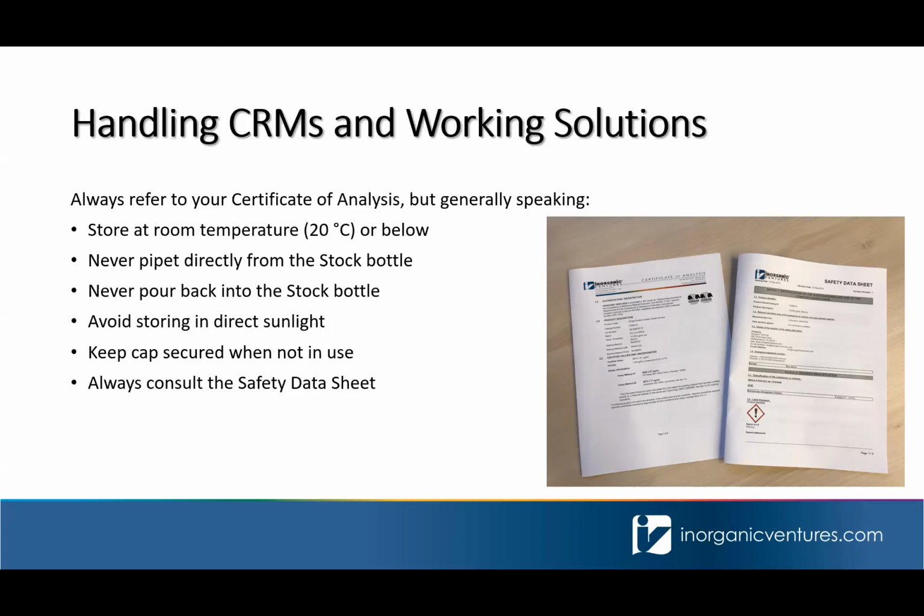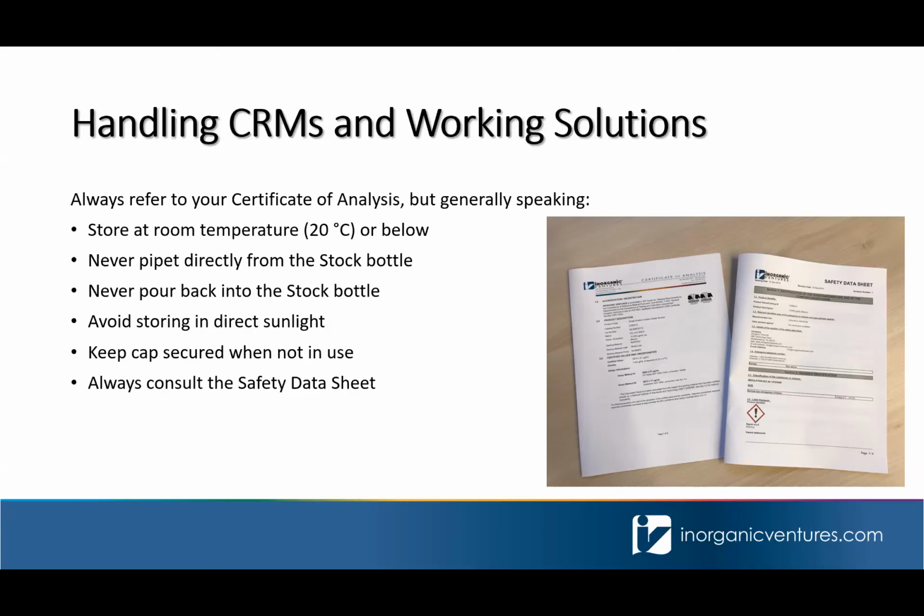The next 2 bullet points are talking about contamination. So what you want to do is pour out of your stock bottle into a secondary container and then pipette from that secondary container. That's to prevent you from putting any sort of object into your stock bottle and contaminating. Also, any leftover material should be discarded. You don't want to pour that back into your stock bottle as well.